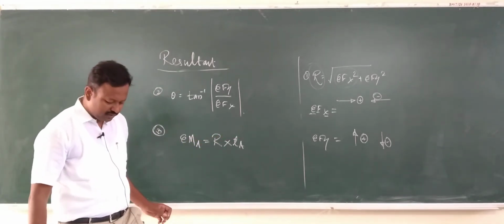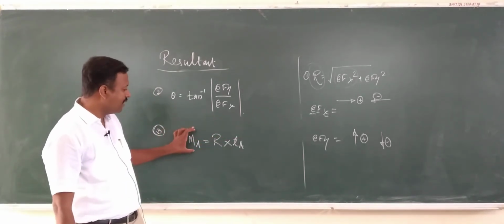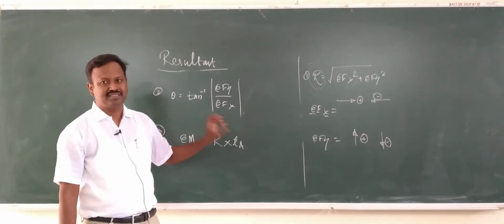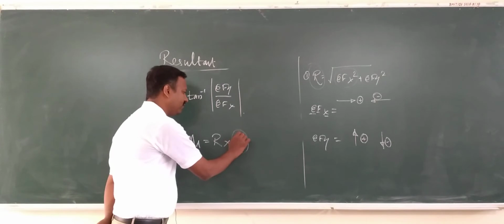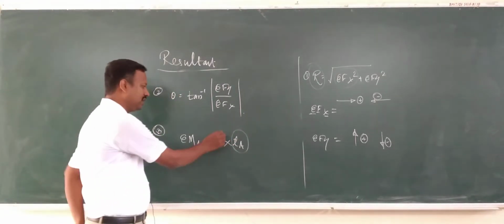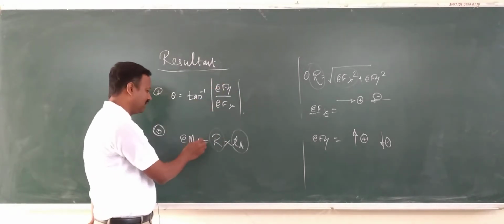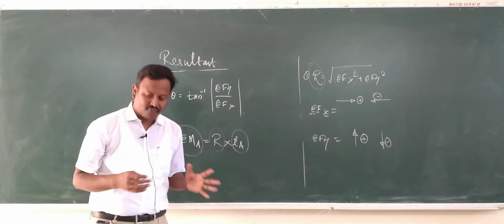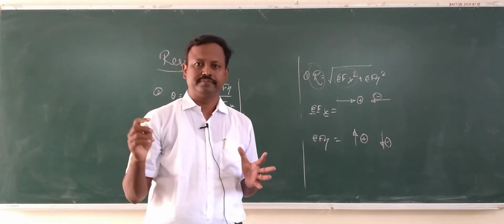What does the term say? Sum of moment at a point is equal to moment of their resultant with respect to the same point. So this is your distance, and that distance will be a perpendicular distance. Resultant is your magnitude of resultant, and this is the sum of moment at any point, which is Varignon's theorem.